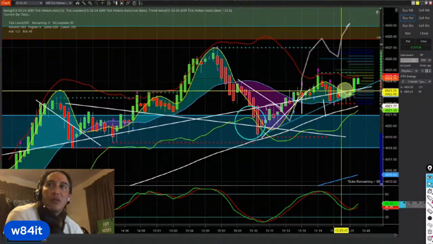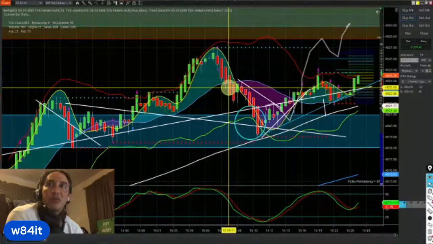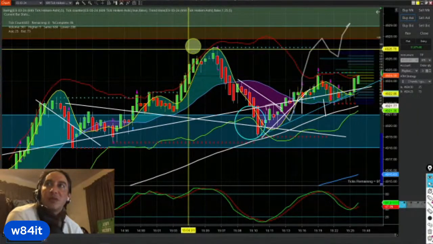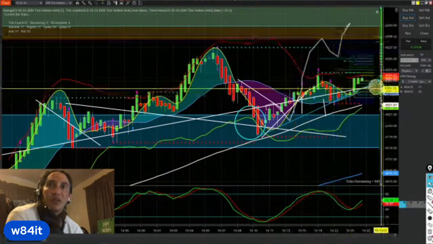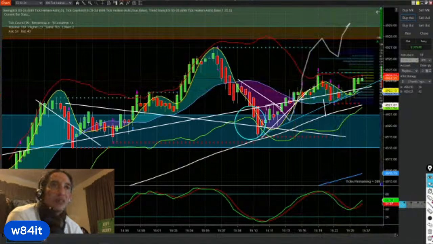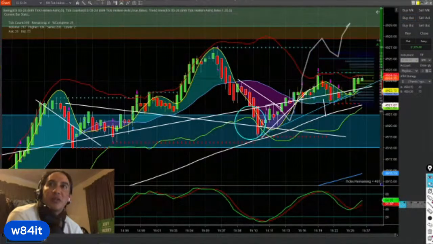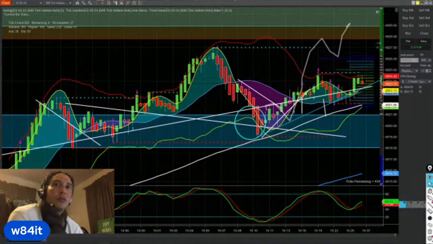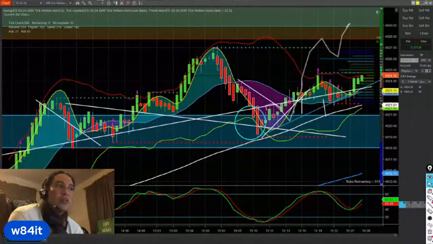It's due for a dump anyways. Fail to get to this next zone right here. We're piling up right here though. That's kind of nice. So if it does break this right here, it's most likely going to launch. It's not pouring volume into it though to test it.